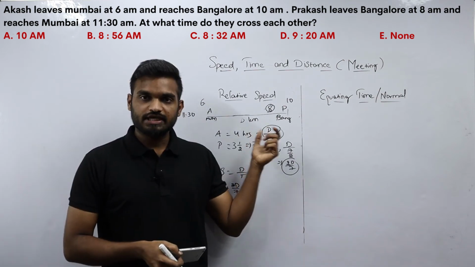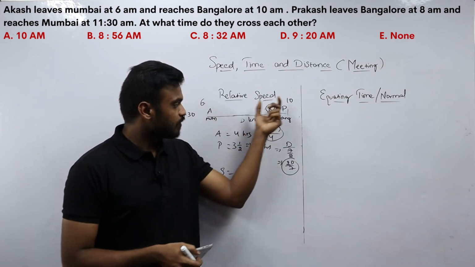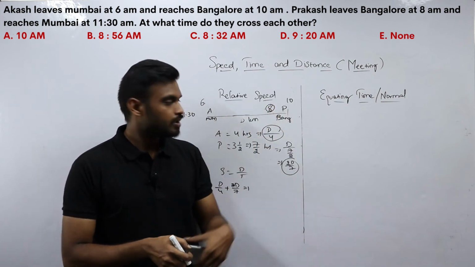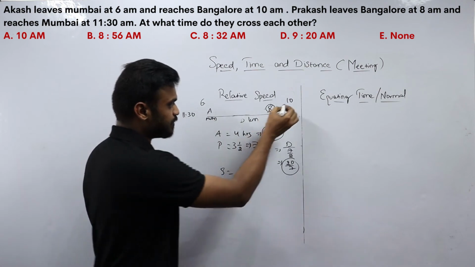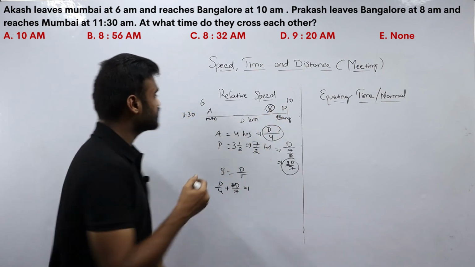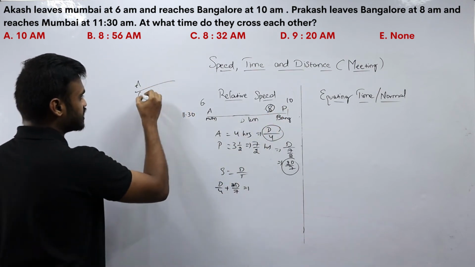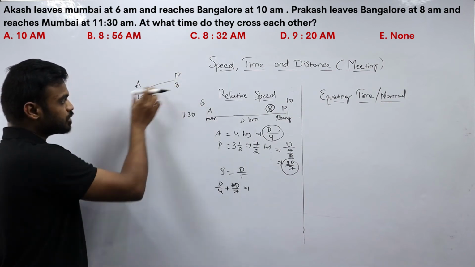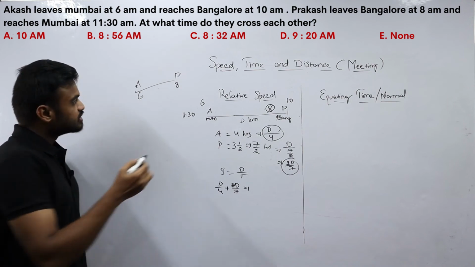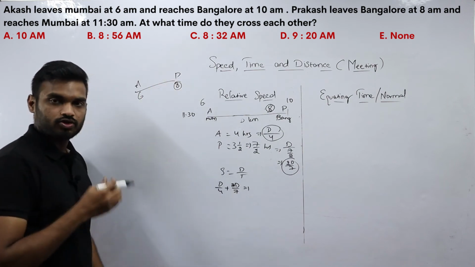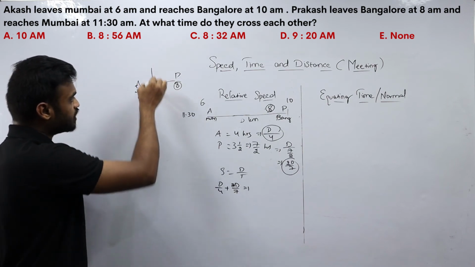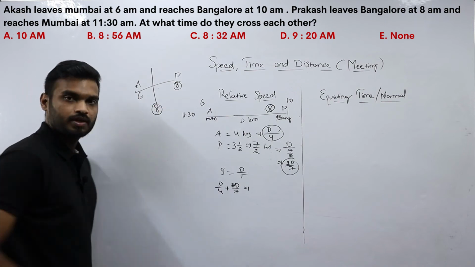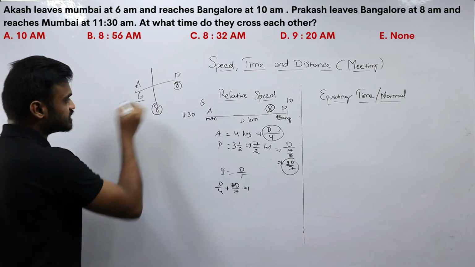Now see here, whenever there is a meeting, we need to consider distance when both persons start at the same time. But here Akash is starting at 6 am and Prakash is starting at 8 am. Since Prakash is starting at 8 am, we need to consider distance only after Akash's 8 am mark. But here Akash is starting at 6 am.